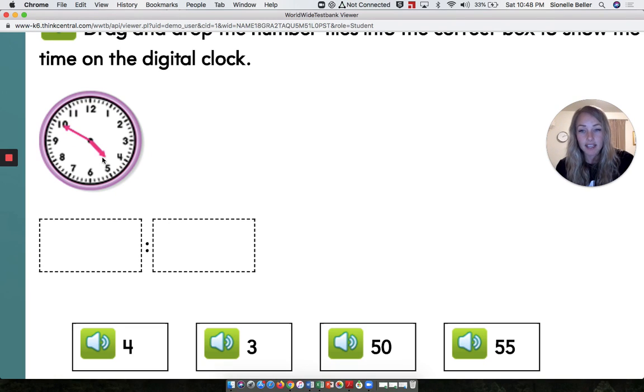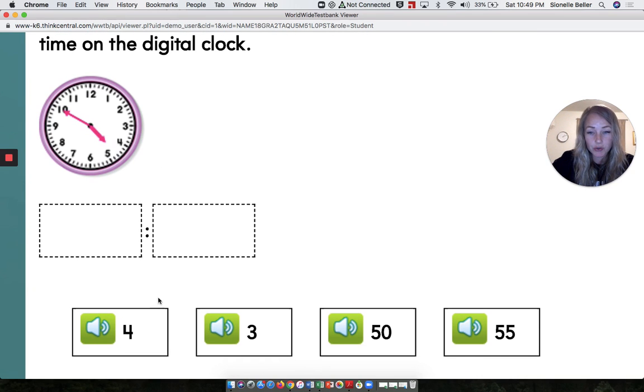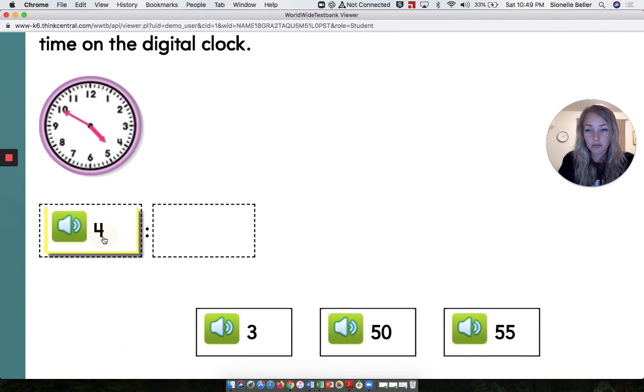Okay. The hour hand, where is it pointing? If we follow this point, it's pointing about right here. It's in between the 4 and the 5. Now remember, if it's in between two numbers, you always say the lower one, because has it gotten to the 5 yet? It's really close, but it has not gotten to the 5 yet. So it can't be 5 something if it hasn't even gotten to 5 o'clock, right? So it's still 4 something for the hour. So we're going to move this 4 into the first one, okay?